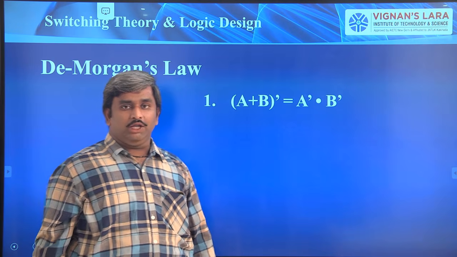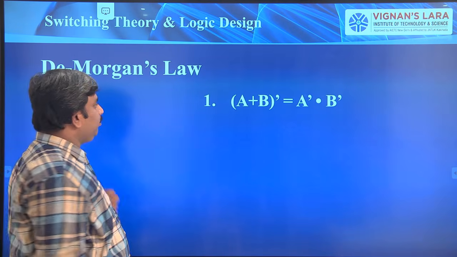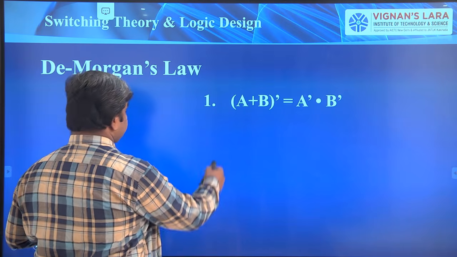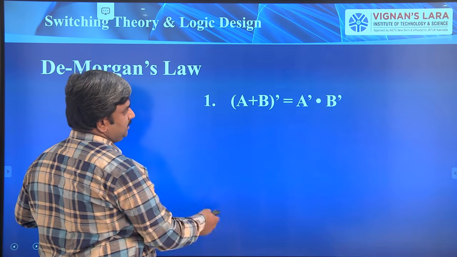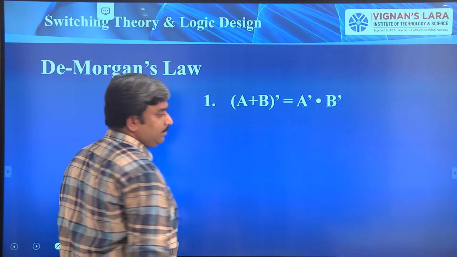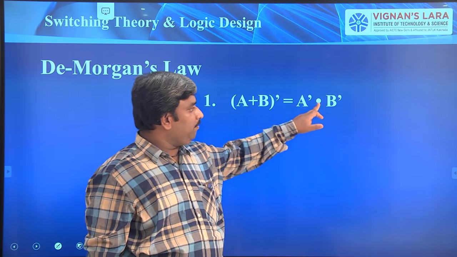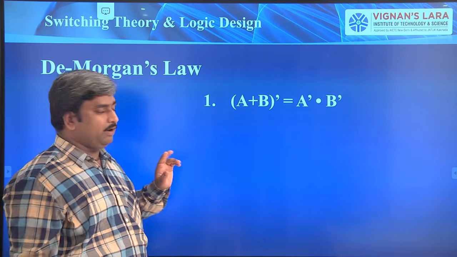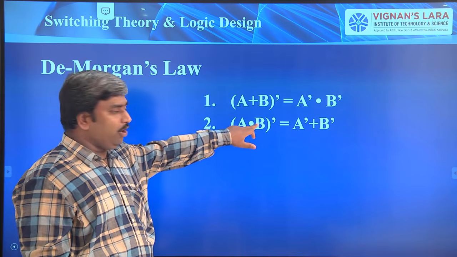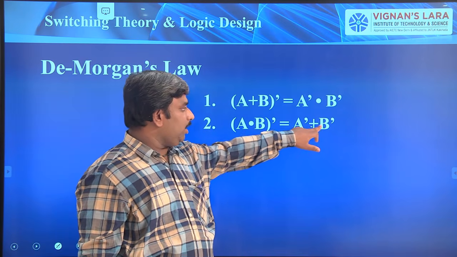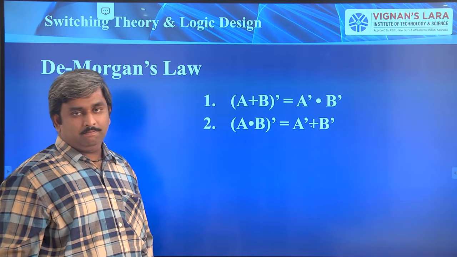Next, coming to the De Morgan laws. Here we have two De Morgan laws. The first one: a plus b whole bar is equal to a bar dot b bar. So this is the first property. Next, the second property: a dot b whole bar is equal to a bar plus b bar.